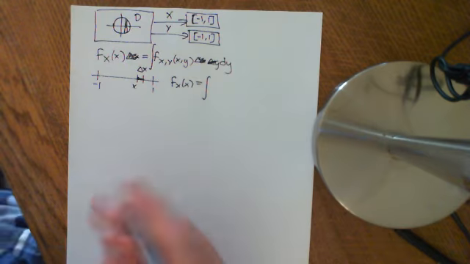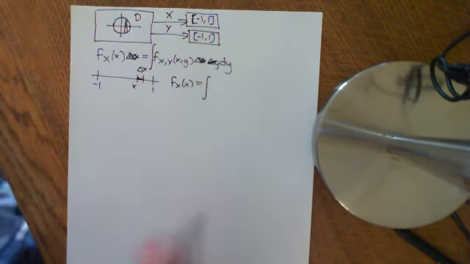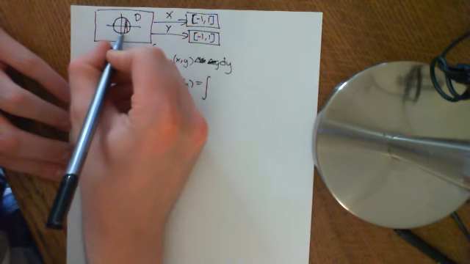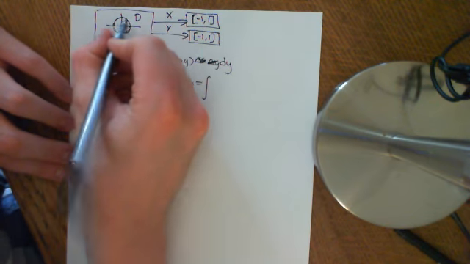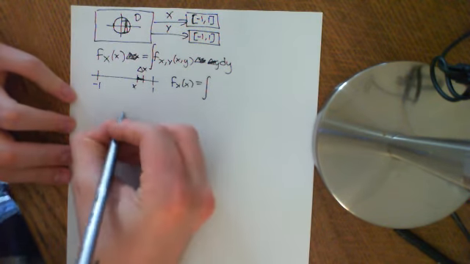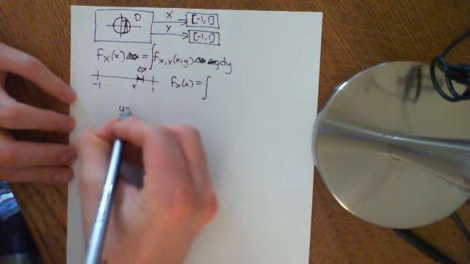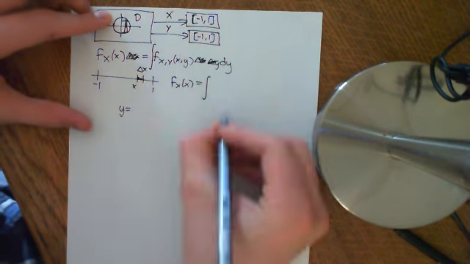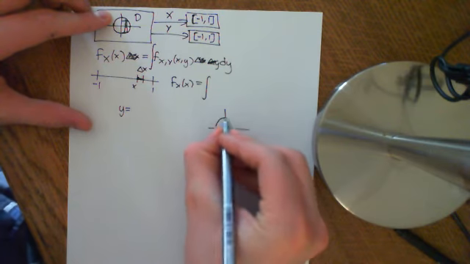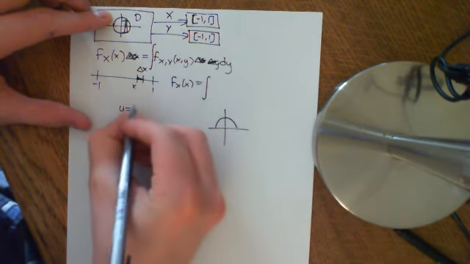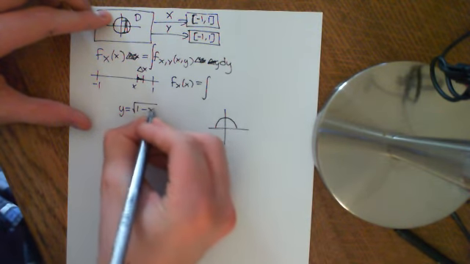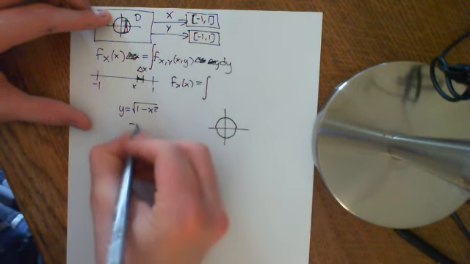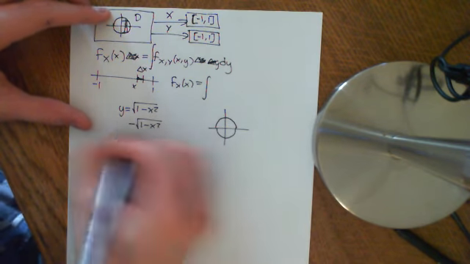Okay, so we need to work out what are these limits of integration. So what are we integrating from and to? We're integrating from this value down here to this value up here. Now, what are those values? Well, if we split it into two curves, this top curve here is given by the formula y is equal to the square root of 1 minus x squared, and the bottom curve is given by the negative of that, so minus the square root of 1 minus x squared.